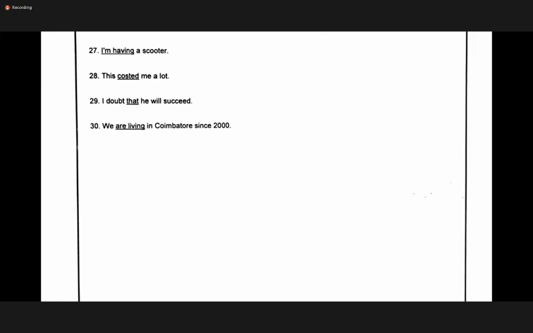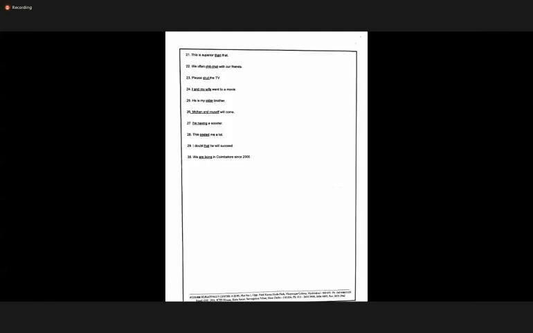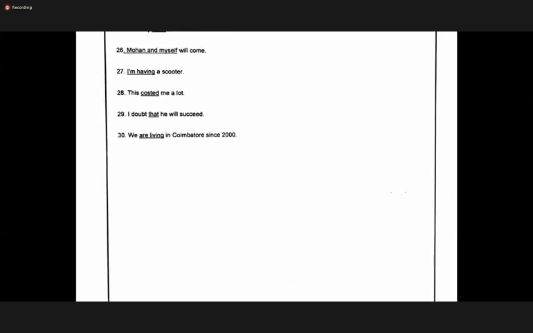Last one. We are living in Coimbatore since 2000. Live. No, since. Been living. Yes, we have been living in Coimbatore since 2000.